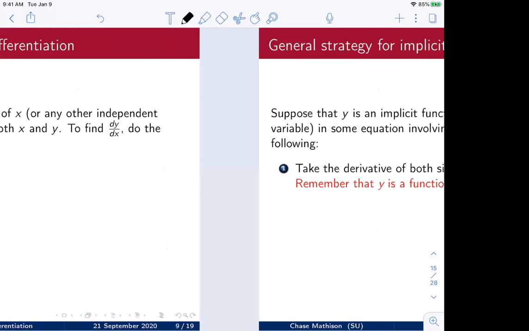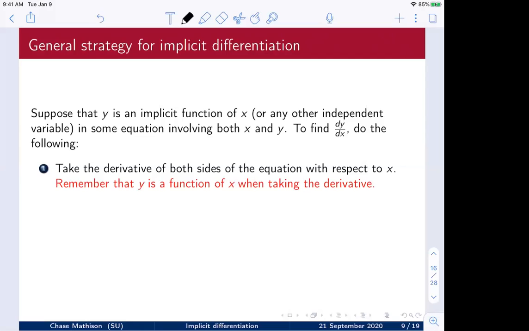First, you take the derivative of both sides of the equation you're looking at with respect to x. And when you do that, you remember that y is a function of x. You remember that y is a function of x when taking the derivative. Okay? That's very important to remember.